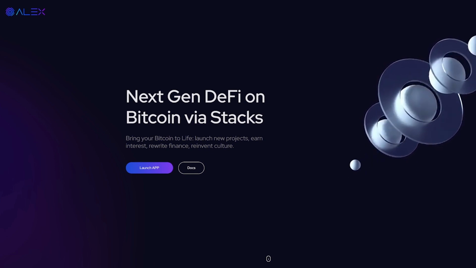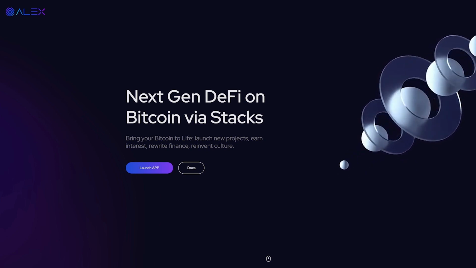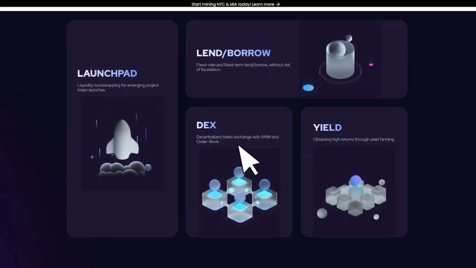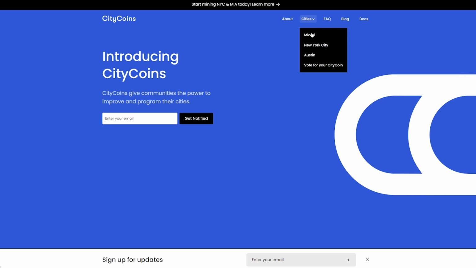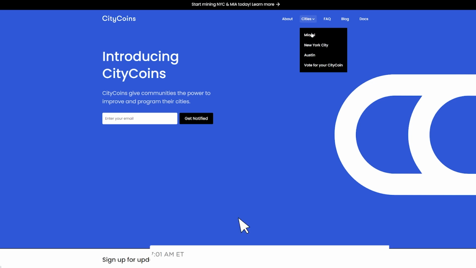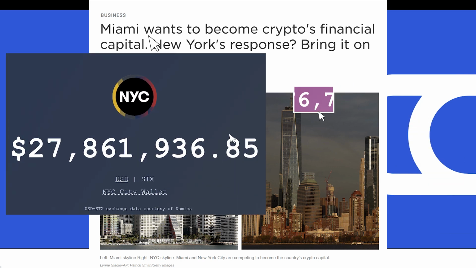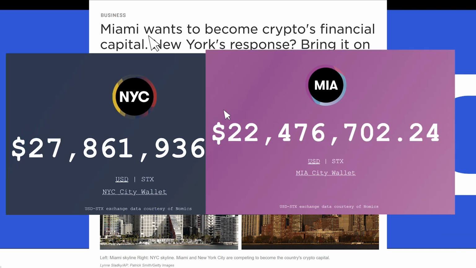And while this is happening, you may have heard of two cities adopting the CityCoins protocol that lets people invest in their cities while earning STX. These cities? Well, just the Bitcoin capital and the largest city of the United States. Yes, you heard it right, Miami and New York City adopted the CityCoins protocol built on Stacks.